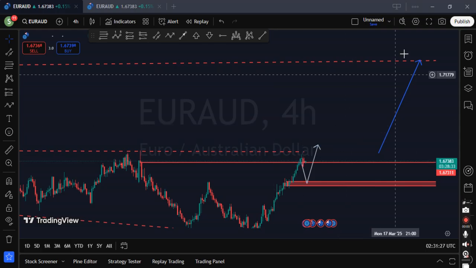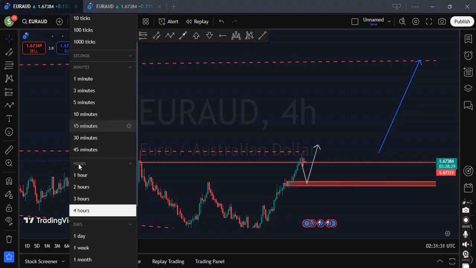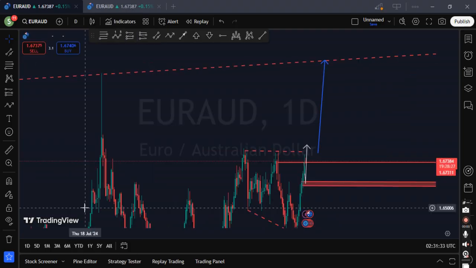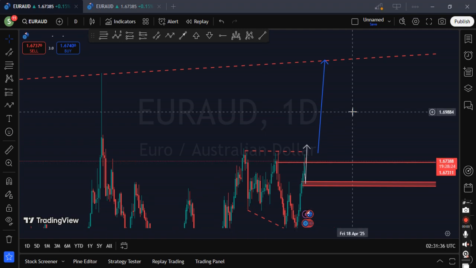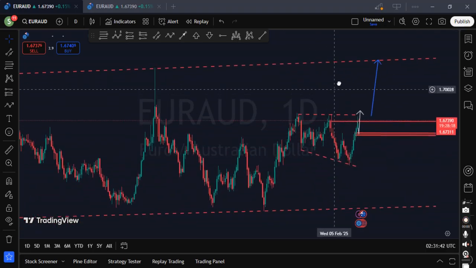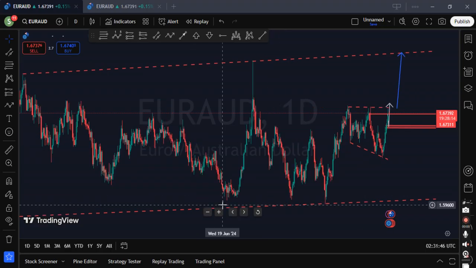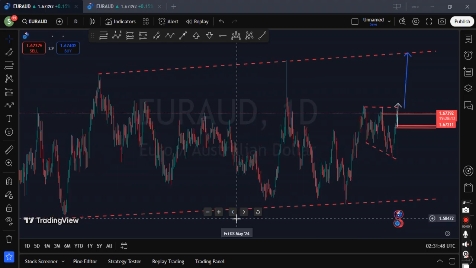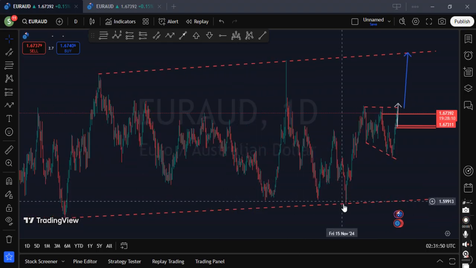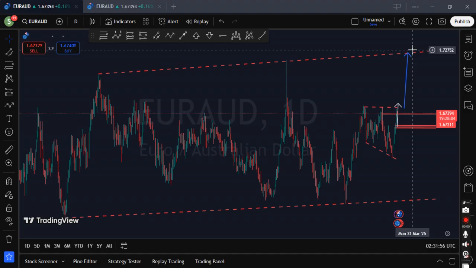Also Euro AUD, we are expecting it to come and reach this point. If you do not know why or how we got to this conclusion, this is what we were doing last week, or you can check the video I posted last week Monday. This is what we mean. This is leg A and this is leg B. Hence why we are expecting it to come and reach this point.